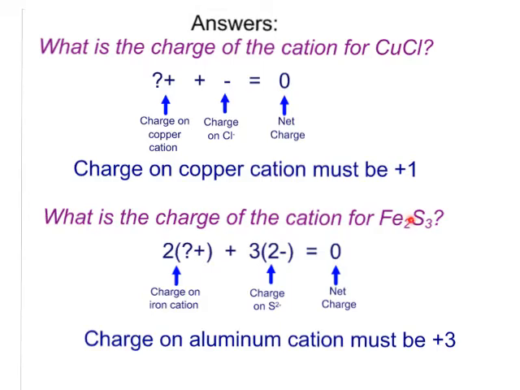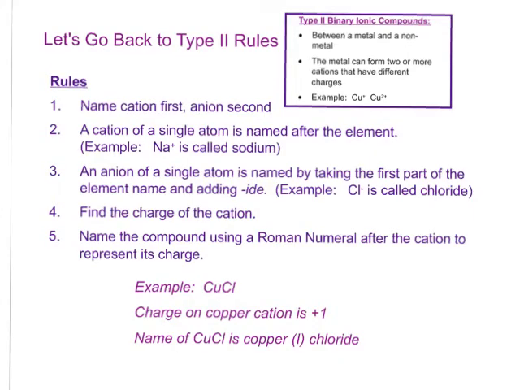Iron, each of the iron atoms has a +3 charge. So let's go back to our rules. What are we going to do with this information now? We've already gone through the first 3 rules, and number 4, we've just found out how to find the charge of the cation. What are we going to do with that information? We are going to name our compound using a Roman numeral after that cation, and that will represent its charge.